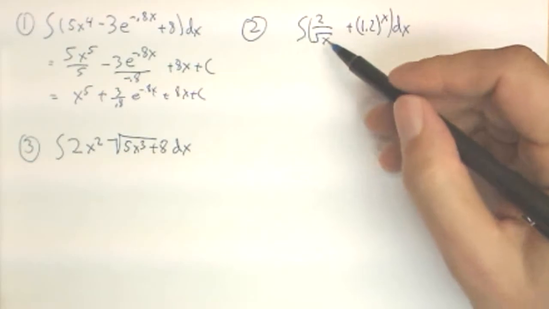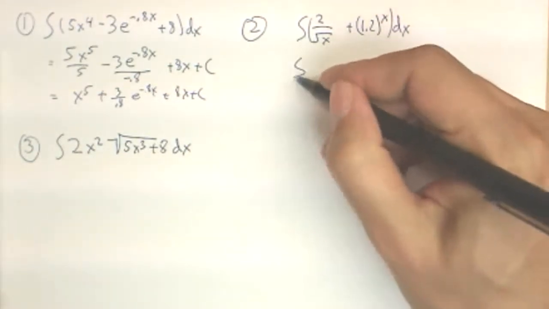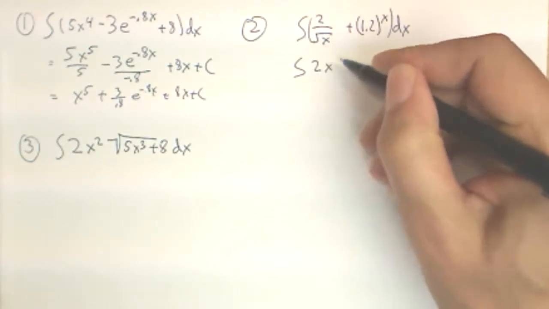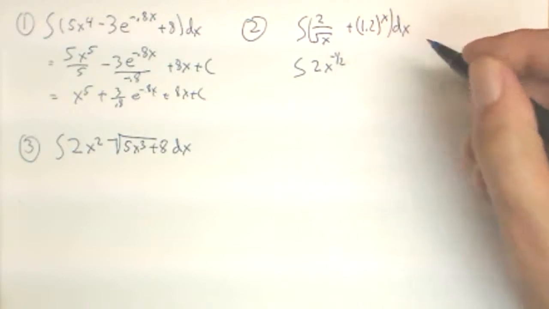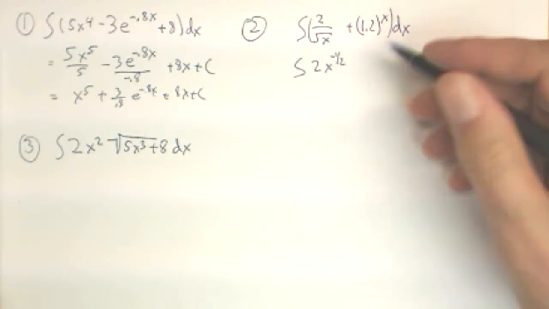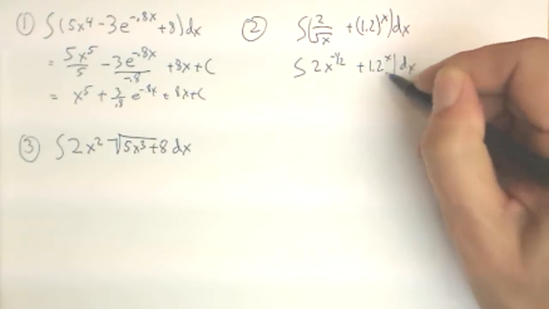Number 2, we don't have any rules with square root, much less anything with square root on the bottom. So we're going to rewrite 2 times x. A square root is a 1/2 power. Something on the bottom moves to the top as a negative power. So 2 times x to the negative 1/2, plus 1.2 to the x dx.